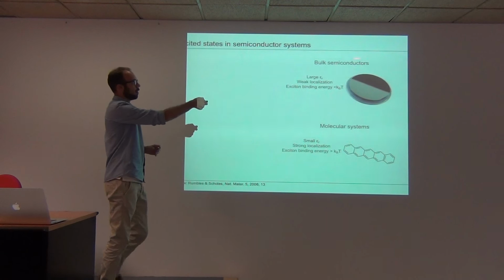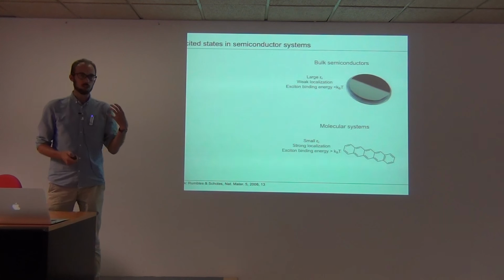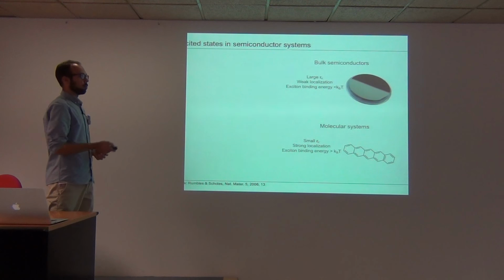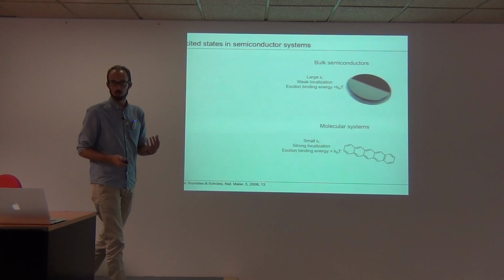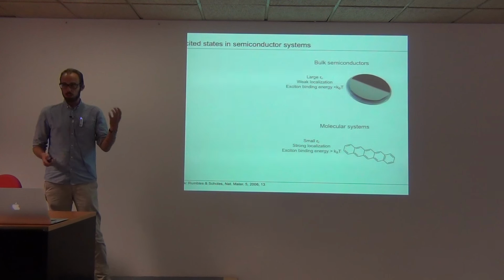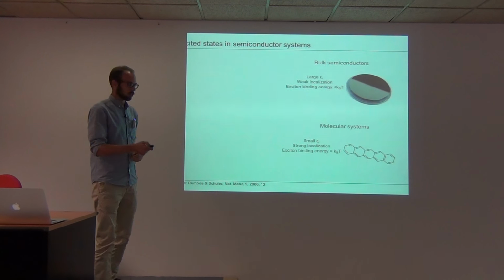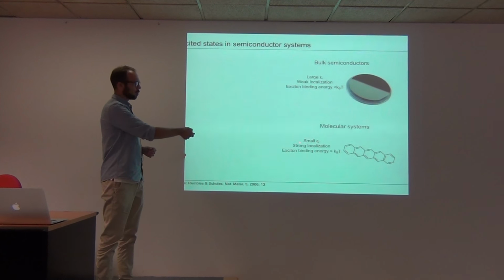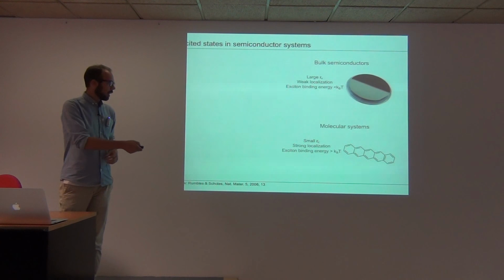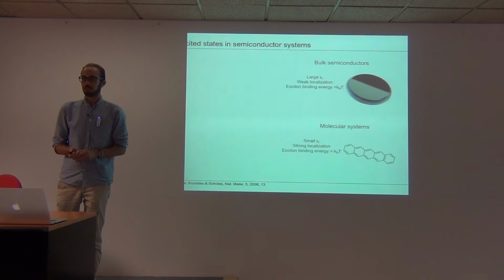On the one hand, we have bulk semiconductors. Semiconductors have large dielectric constants, weak localization, and the so-called exciton binding energy is typically much smaller than room temperature. On the other hand, we have molecular systems, which are the tiniest extreme of a semiconductor system, where we have small dielectric constants, strong localization of charges. And this leads to an exciton binding energy that is much larger than room temperature.